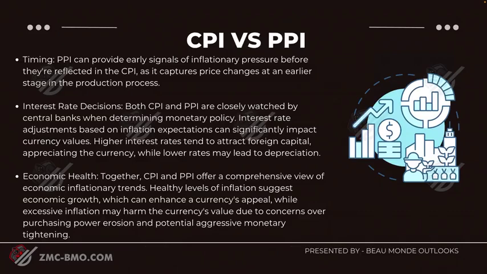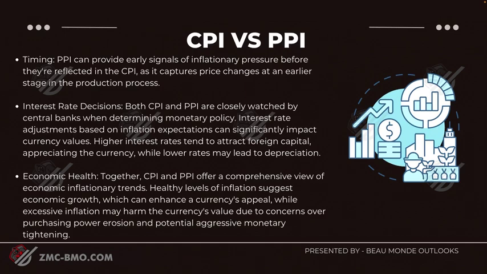Now, when we look at CPI versus PPI, it's important to understand the timing of how these correlate with each other, the interest rate decisions behind how they will affect monetary policy, and, of course, how economic health is damaged by this. Now let's look at timing. PPI can provide early signs and signals of inflationary pressures that are coming our way as consumers. And then they get, of course, reflected in the CPI.